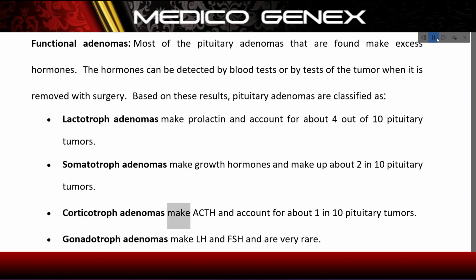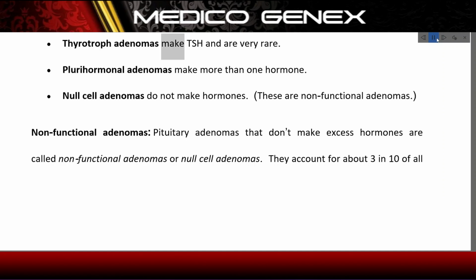Corticotroph adenomas make ACTH and account for about 1 in 10 pituitary tumors. Gonadotroph adenomas make LH and FSH and are very rare. Thyrotroph adenomas make TSH and are very rare. Plurihormonal adenomas make more than one hormone. Null cell adenomas do not make hormones.